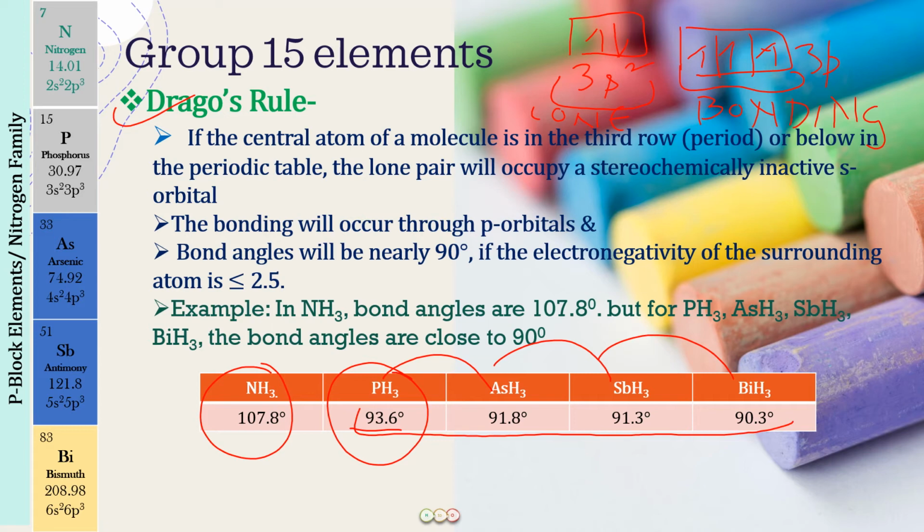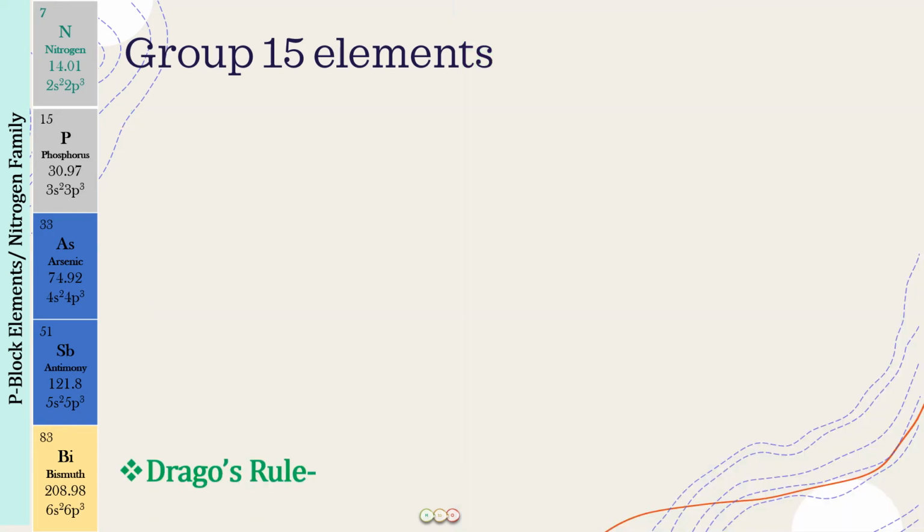All right. So this is one thing that we have answered with the help of Drago's rule, and the other is related to the question that we have. So let us answer the question also. From Drago's rule, what do we infer? We infer that in ammonia, hybridization will take place, whereas in phosphine and the group 15 hydrides below it, hybridization will not take place.